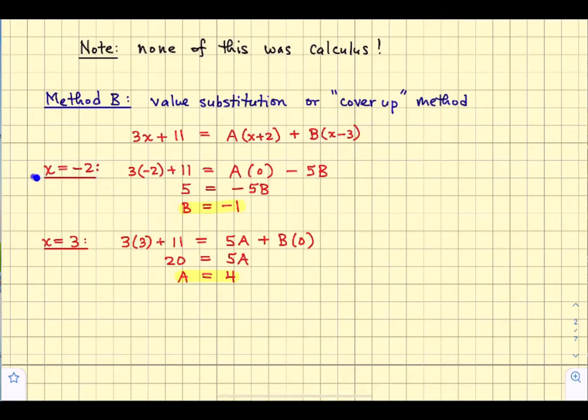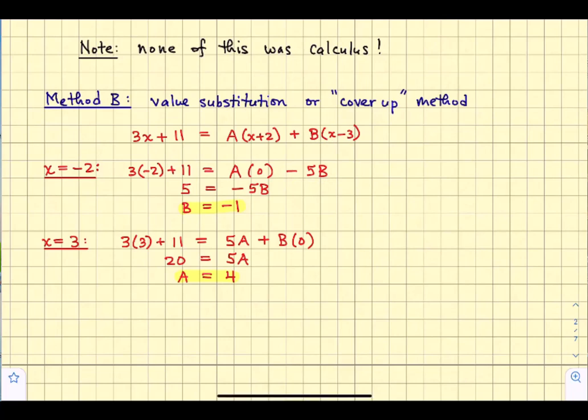So why don't we pick x to be minus 2? When we plug x equals minus 2 into the left-hand side, we get 3 times minus 2 plus 11, which gives us a 5. When we plug minus 2 into the right-hand side, we get a times minus 2 plus 2, so that's a times 0, minus a 5 plus b times minus 2 minus 3, which is minus 5b.